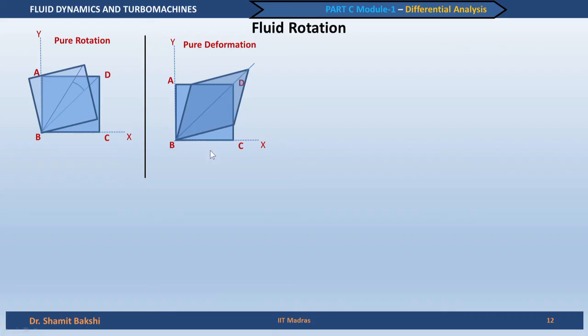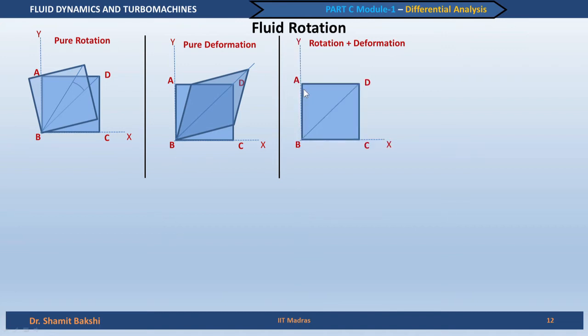Now, in a real fluid element, it undergoes rotation as well as deformation at the same time. So, let us look at that particular situation, that means rotation plus deformation. Again we say that ABCD is the initial fluid element, then the final position of the fluid element now is something like this, which is shown here.